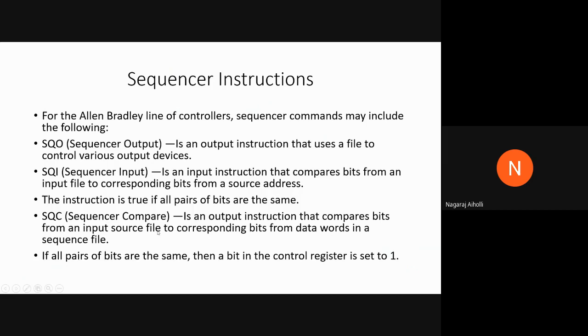If all the bits in the input source file are identical to the bits in the sequence file, there are two files: one is the source file, another one is the sequence file. If the bits in the input file, when compared with the bits in the sequence file, are the same, then the control register is set to 1. Let us see in detail what a source is, what a sequence file is, and what a destination is, which I will be discussing later.